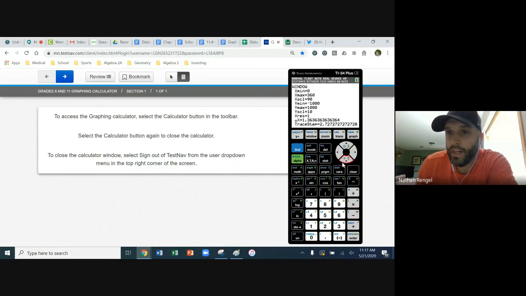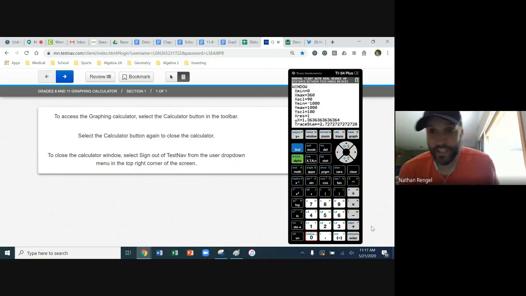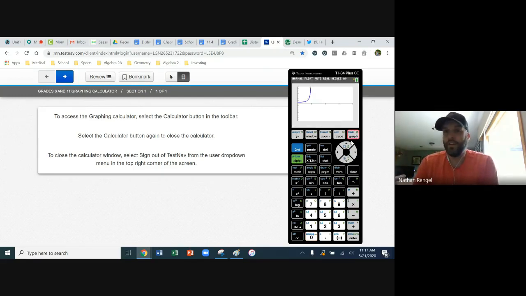And we're going to count by 100. So now you can pause the video if you are using your calculator and find this window. This will give us a nice picture of this secant graph. And there it is. You've got your horseshoe curves right there.